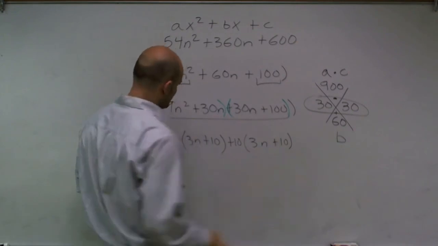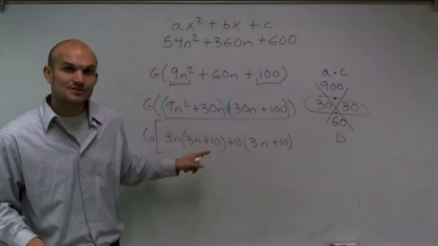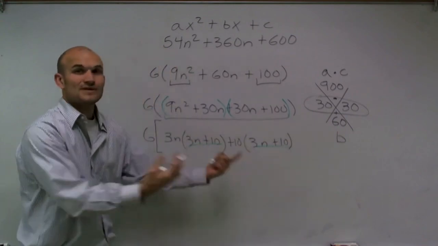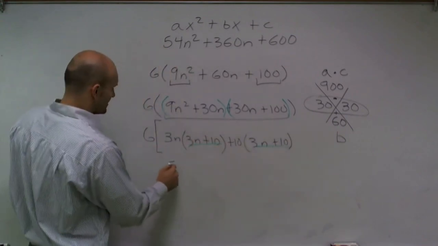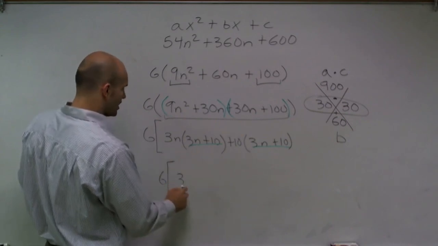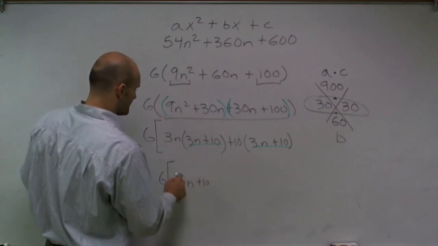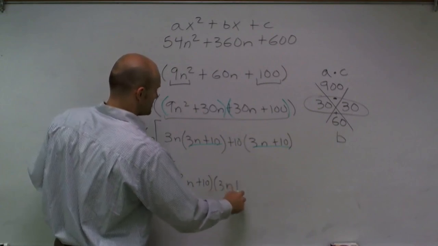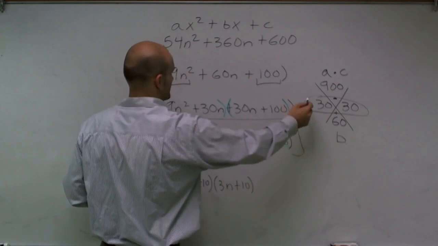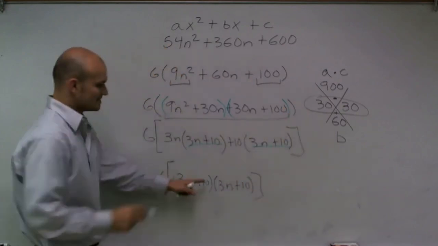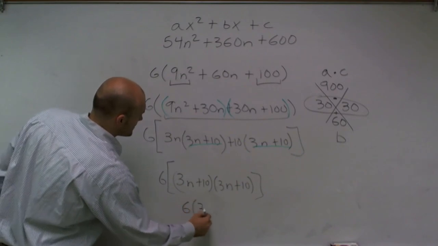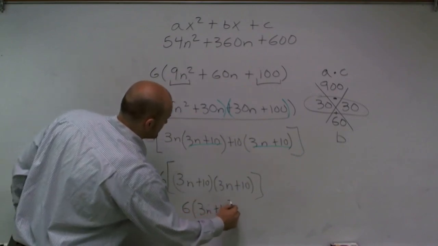Now, what can I factor out of these two terms? You notice that 3n plus 10 and 3n plus 10 are the same. So now I can factor that out. So my final answer is going to be 6 times the quantity n... I mean 3n plus 10 factored out, times 3n plus 10. Well, 3n plus 10, let's put parentheses around it. 3n plus 10 times 3n plus 10 is 3n plus 10 squared. So I'll just have 3n plus 10 squared.